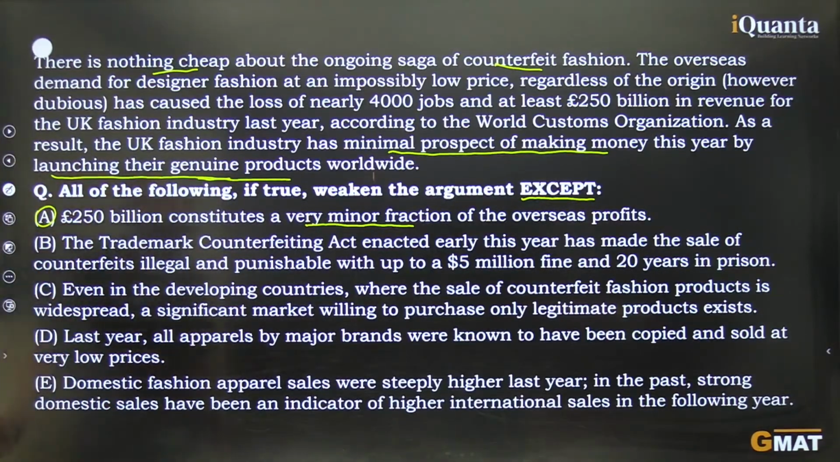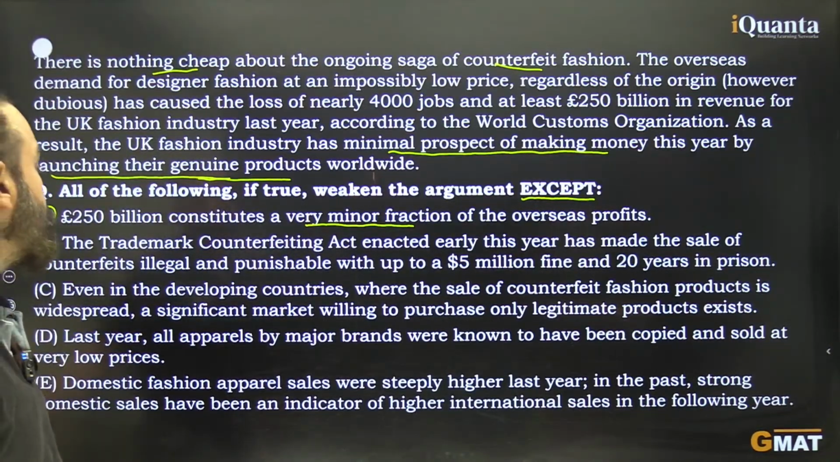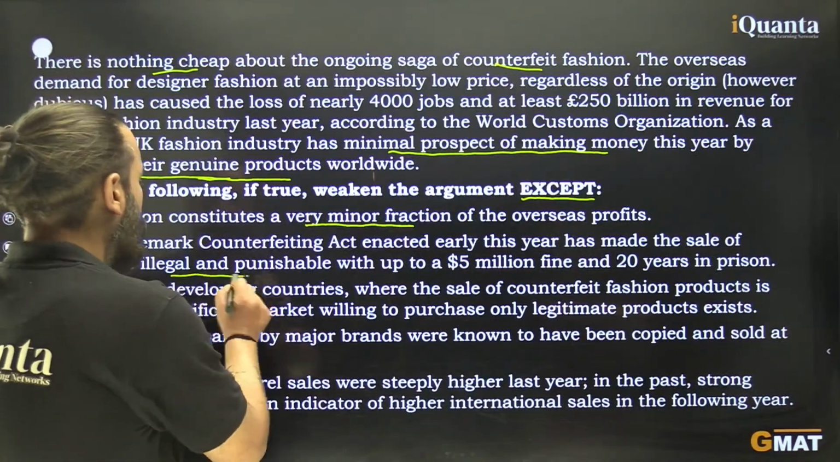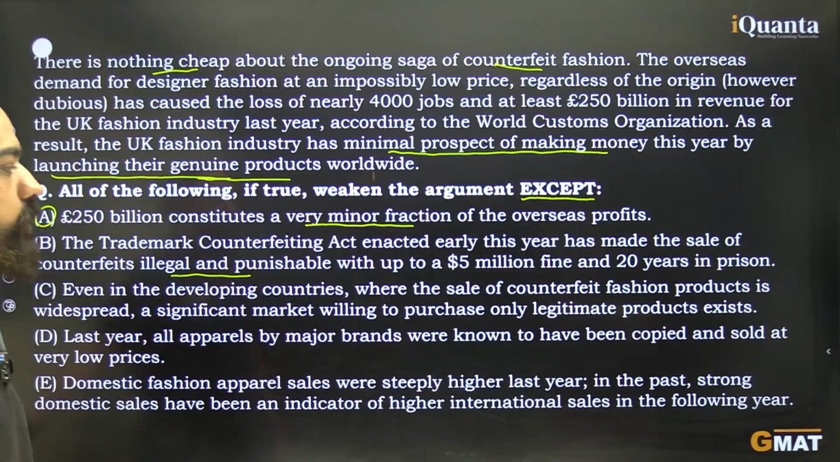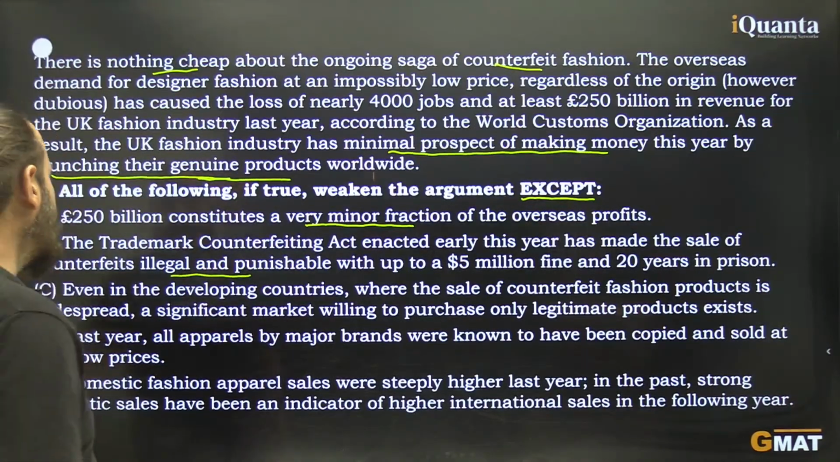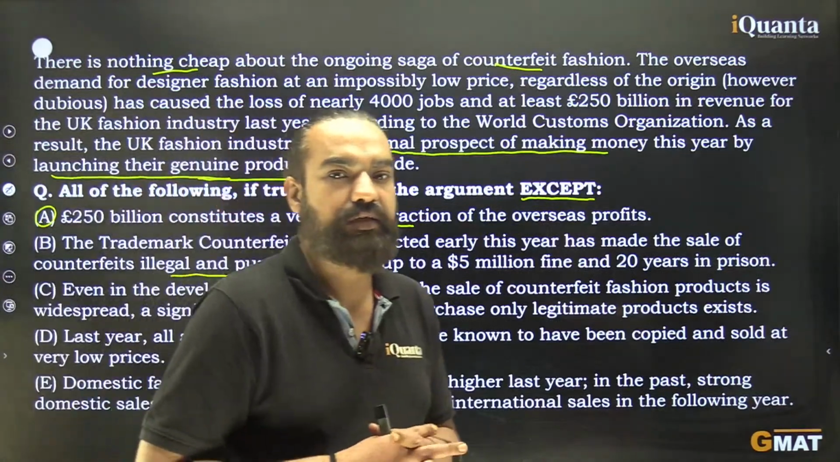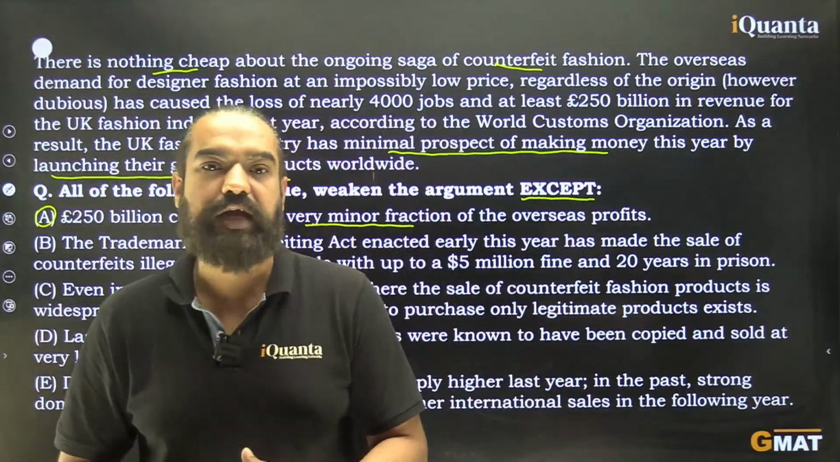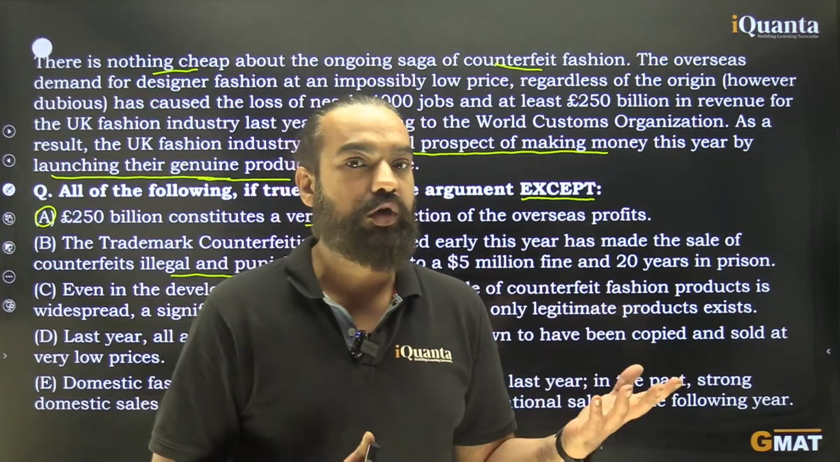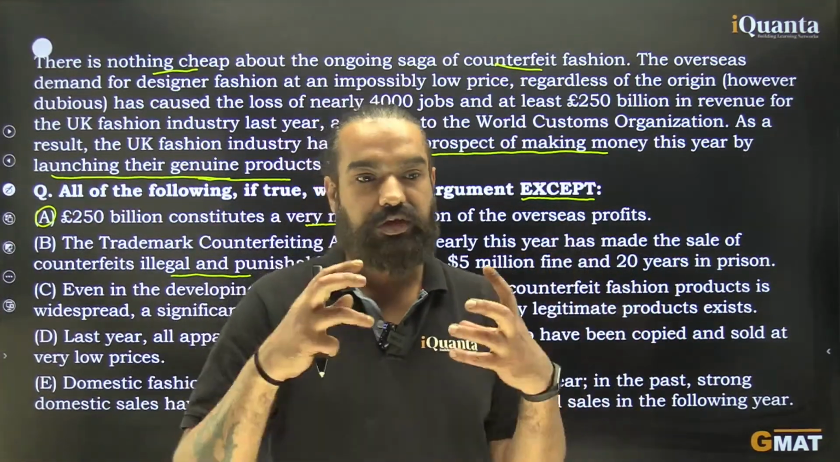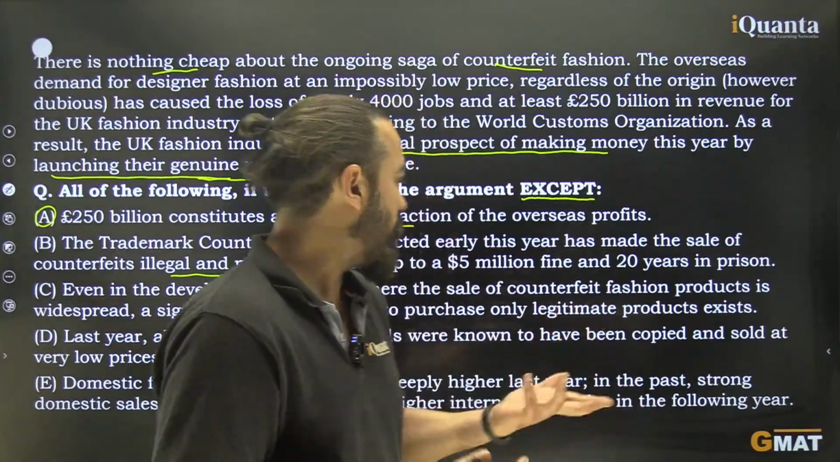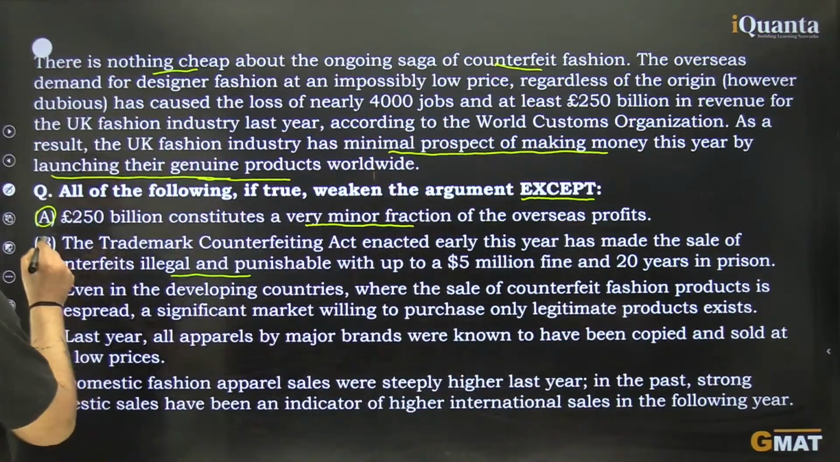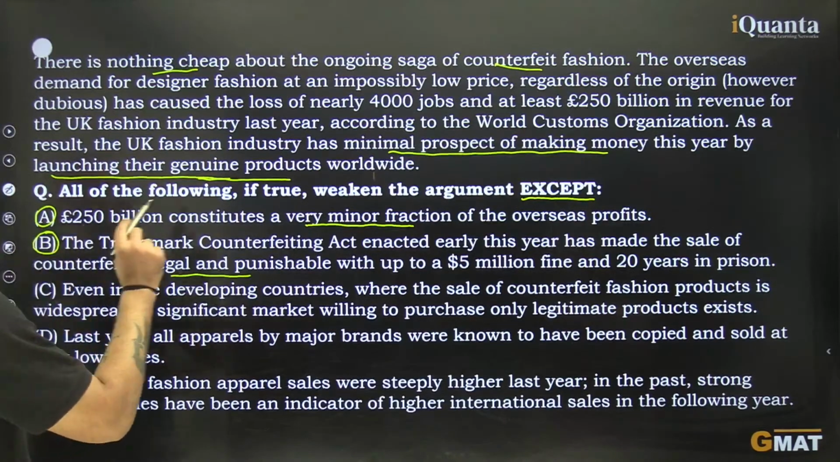B. The Trademark Counterfeiting Act enacted earlier this year has made the sale of counterfeits illegal and punishable with up to $5 million fine and 20 years in prison. What they're saying is they've come up with a very stringent act. Because they've come up with a very stringent act and they're enforcing it properly, chances of counterfeits being sold become that much less. Stringent norms and their implementation will obviously stop this. So this also weakens the argument.